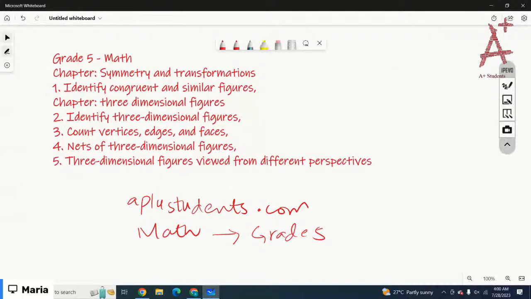So there you can find a list of the chapters. We're going to start with the chapter symmetry and transformations. The lesson we're going to cover from the chapter is identify congruent and similar figures. Then we'll start the new chapter, that is three-dimensional figures. The lessons we're going to cover from the chapter are identify three-dimensional figures, count vertices, edges, and faces, nets of three-dimensional figures, and three-dimensional figures viewed from different perspectives. So let's just start with the first lesson.